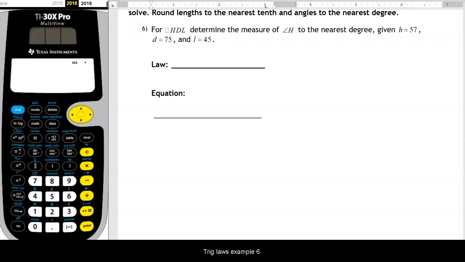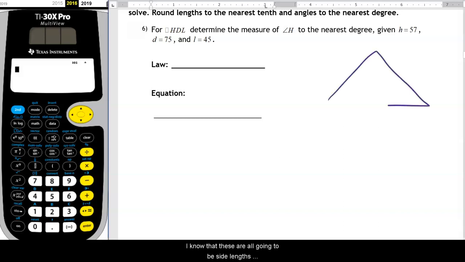Trig laws, example 6. For triangle HDL, determine the measure of angle H to the nearest degree, given H equals 57, D equals 75, and L equals 45. For this one, since we don't have an image or a picture of our triangle, we're going to need to draw our own. I know that these are all going to be side lengths since they have lowercase letters. If they were uppercase or they had the angle sign, they would be our angles.